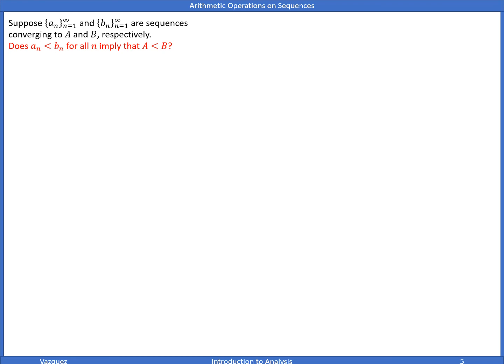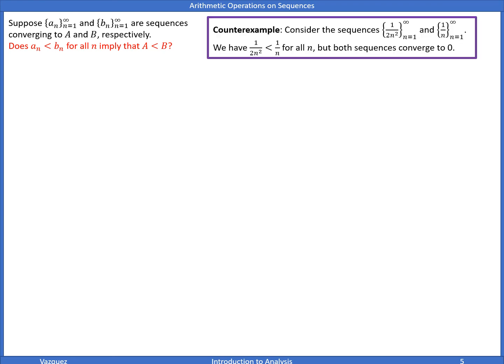This is a bit unintuitive because I'll admit the first time I saw it, I did think this would hold. But the counterexample can be that we consider sequences 1 over 2n squared and 1 over n. The first sequence is less than the second sequence for all n, but they both converge to 0. So a is not necessarily less than b, unfortunately.